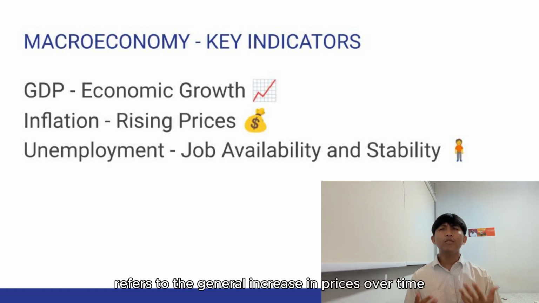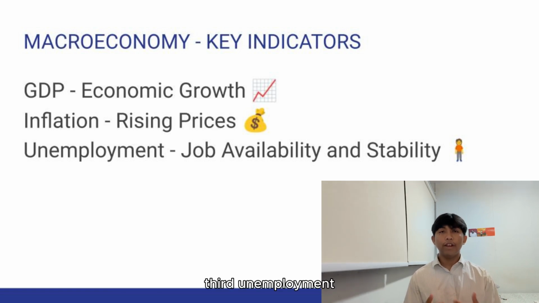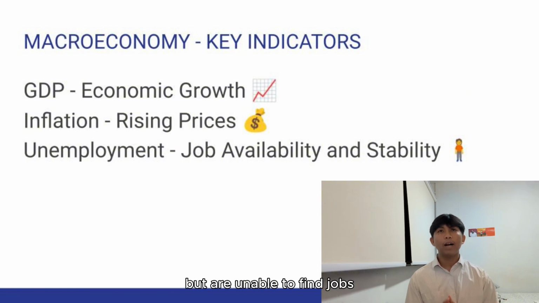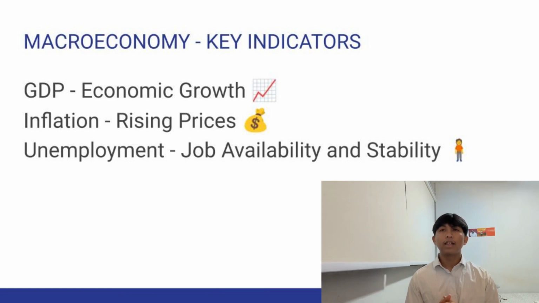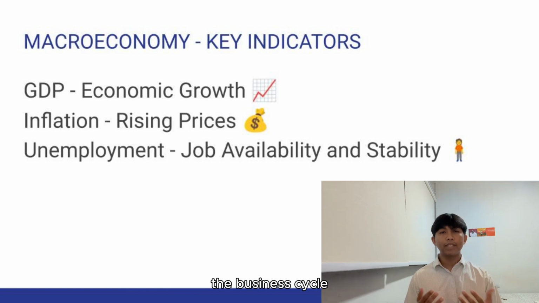Second, inflation refers to the general increase in prices over time. When inflation rises, the cost of living increases. Third, unemployment measures the percentage of people who are actively seeking work but are unable to find jobs. Together, these indicators provide a clear picture of economic conditions. Now that we understand these key indicators, let's see how they come together to form the business cycle.